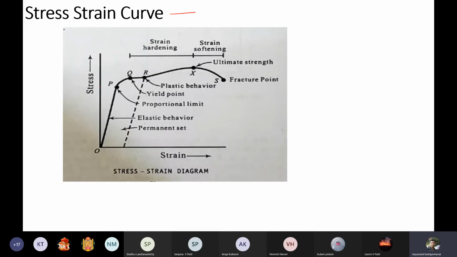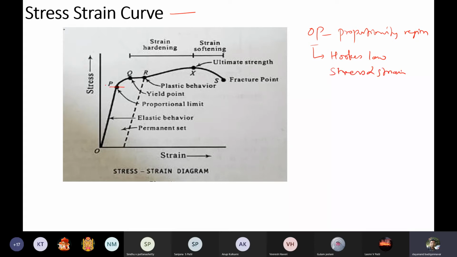If you look at the curve, this is the stress versus strain curve you have studied. When the stress is less than this point, it is obeying Hooke's law. This is the proportionality region, OP. I also discussed this in detail. In OP, it obeys Hooke's law, that is, the stress is directly proportional to strain.